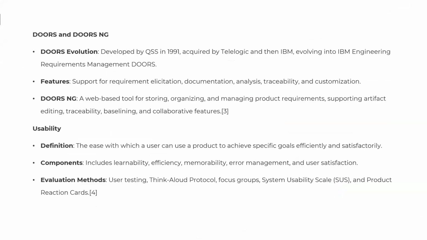The two RM tools under the loop for the study are IBM Rational DOORS and DOORS Next Generation, tools that support elicitation, documentation, requirements analysis, traceability, and customization. Usability is another key aspect for our study. It measures how easily a product is used in order to accomplish specific goals in an efficient way. Some of the evaluation methods used in the study are the user testing session, the think aloud protocol, and focus group. We also applied the system usability scale survey and the product reaction cards.